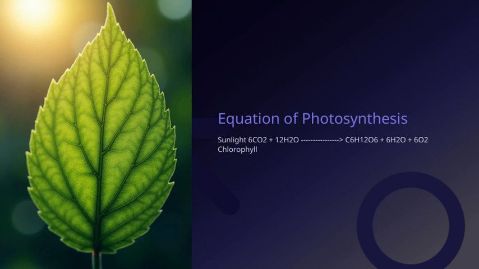Chlorophyll plays a crucial role here. It's the pigment that captures sunlight and drives this entire process. This equation is fundamental because it highlights how plants convert light energy into chemical energy, supporting life on Earth. Remember, this process not only fuels the plant, but also provides oxygen and energy for other organisms, making it a cornerstone of the Earth's ecosystem.